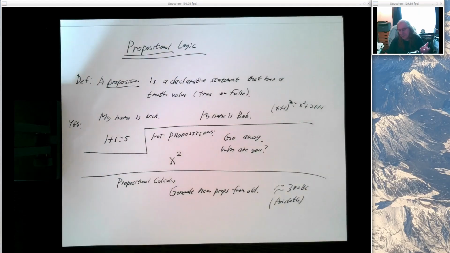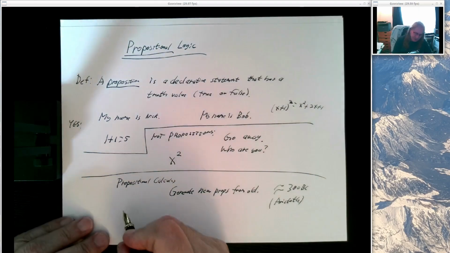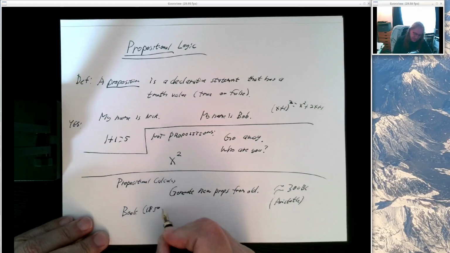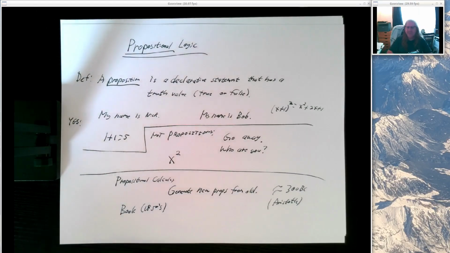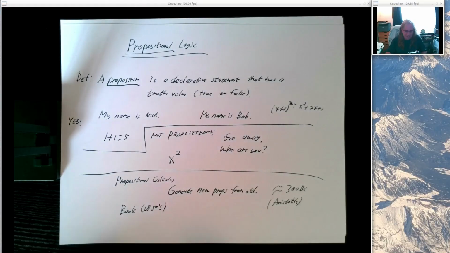So the Greeks studied this. It was most likely studied long before that as well. One name that you may be familiar with is George Boole. In the 1850s, Boolean algebra, which we study in CSE 250, is named for George Boole.